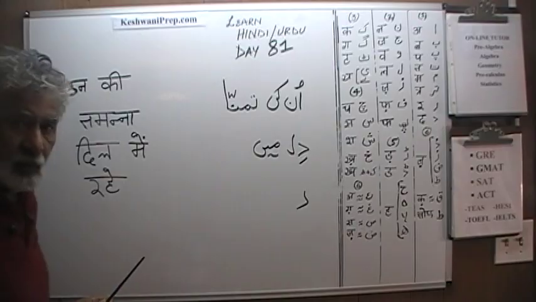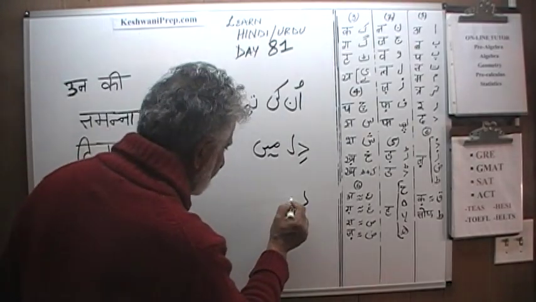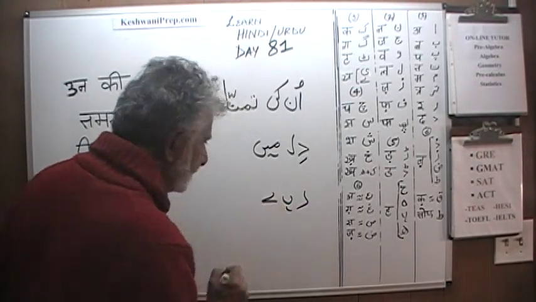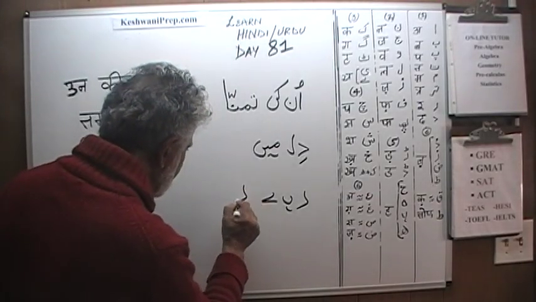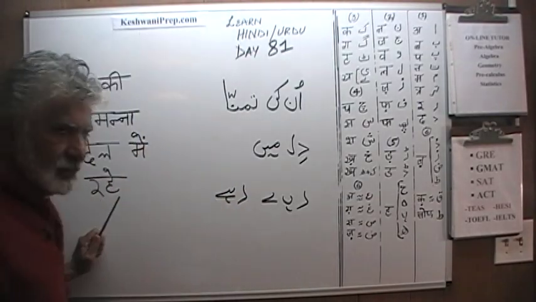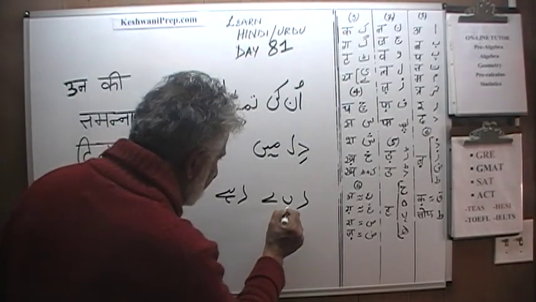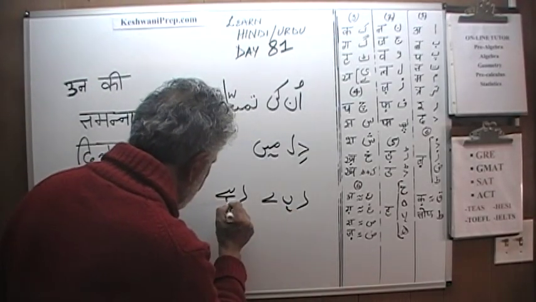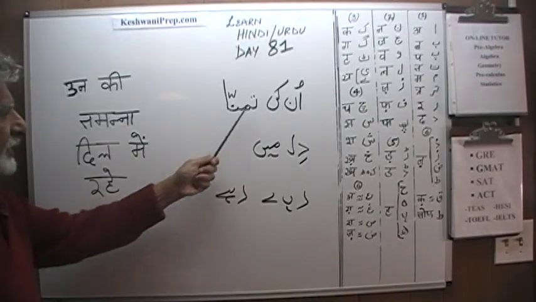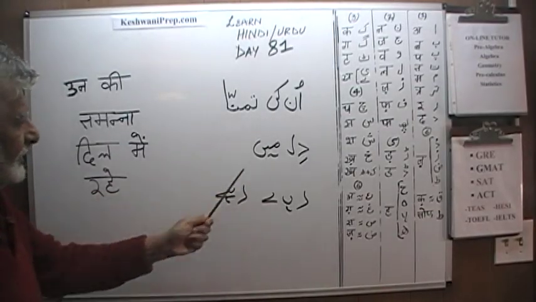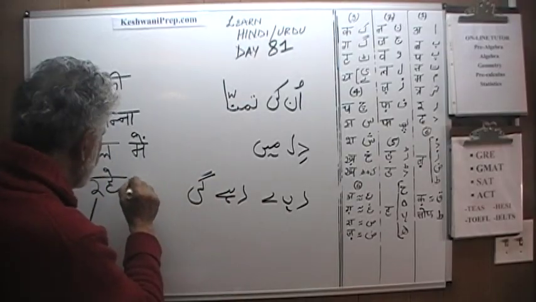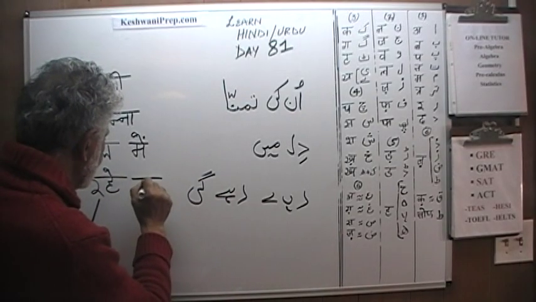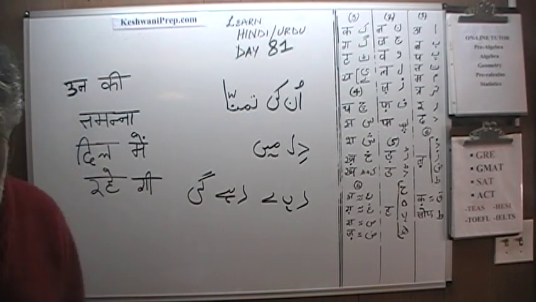Choti i ki matra is going to require badi he. Ra, he. So we have ha and a badi he. We have to put it together. When we put it together, it's going to look something like this. Rahe. This loop that you see here appears at the bottom here. Unki tamanna dil mein rahegi.